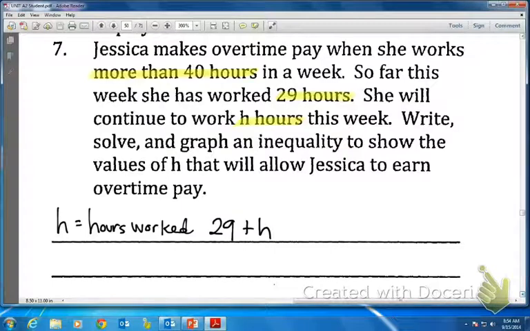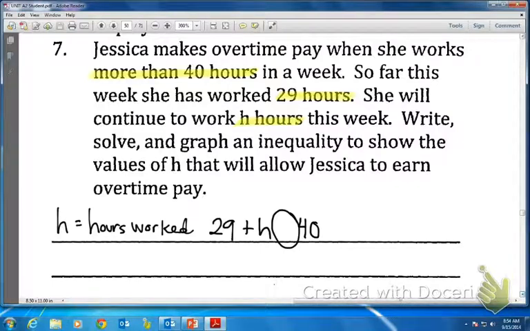Now, the tipping point or the balancing point is 40 hours, because we're trying to figure out how much more she has to work in order to earn overtime pay. So that tipping point is 40 hours, because as soon as she works 1 hour over that, she earns overtime pay. So I'm just going to write 40, and we need to fill in something in between those two numbers. So it's either greater than or equal to, or less than or equal to.